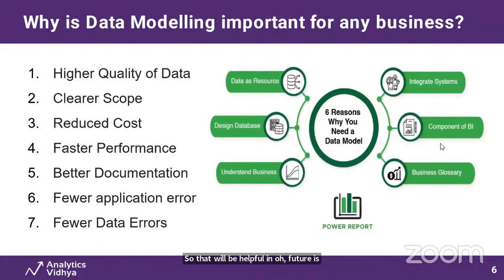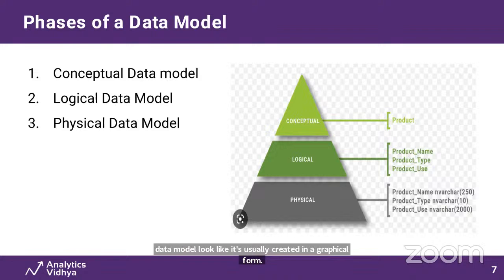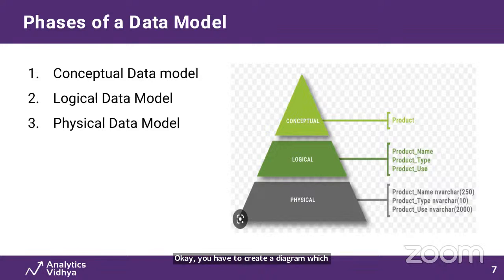Moving ahead, phases of a data model. Now, how should your data model exactly look? It's usually created in a graphical form. You have to create a diagram which identifies the main concepts of the domain, the features, and the relationships.